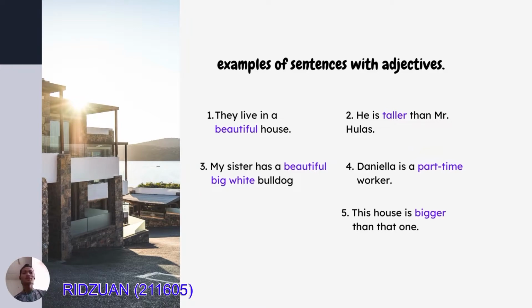The second one is, he is taller than Mr. Hulas. So taller is an adjective. The third one, my sister has a beautiful big white bulldog. If you can see, in this sentence, there are three adjectives in one sentence, which are beautiful, big, and white. So the next is, Daniel is a part-time worker. So part-time is an adjective. And the last one is, the house is bigger than that one.